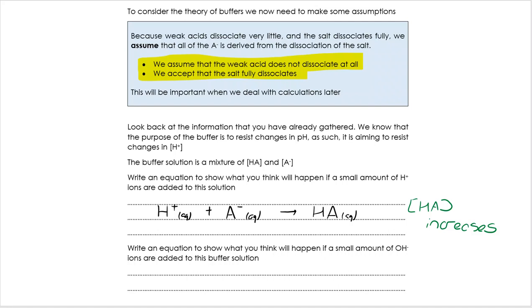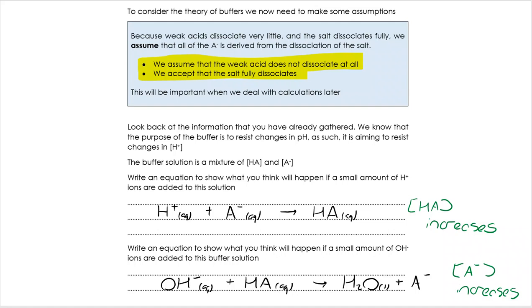Similarly, if we think about the next question, so I've got OH minus, and I've got to decide, is that going to react, being a base, with the HA, the acid, or the A minus, the salt? And it's going to react with the acid. This is essentially a neutralization reaction. It will accept a proton, making H2O, and we will be left with A minus. So in this case, the A minus concentration goes up, and the HA concentration goes down.